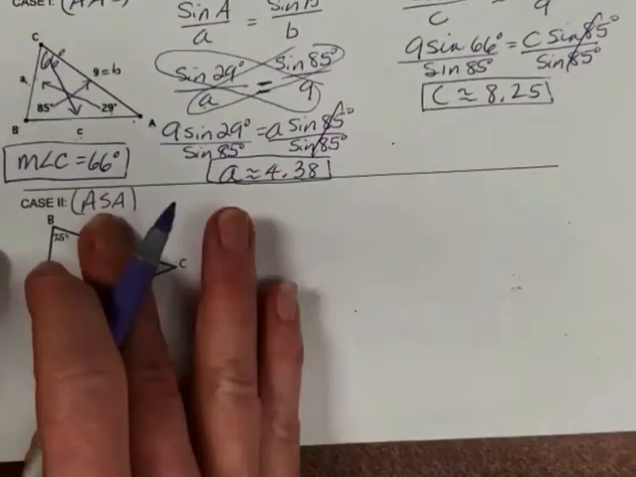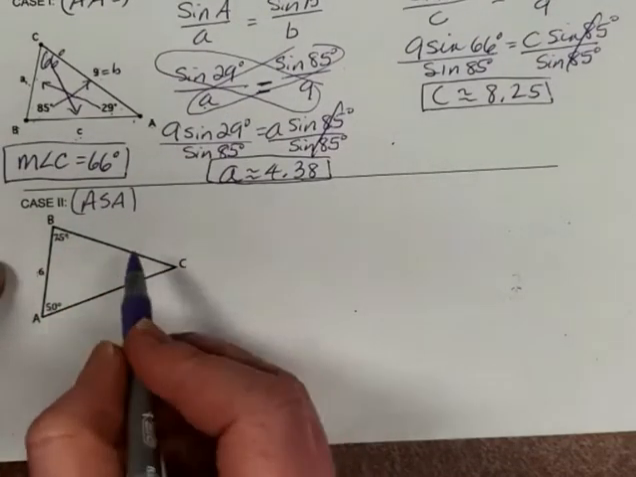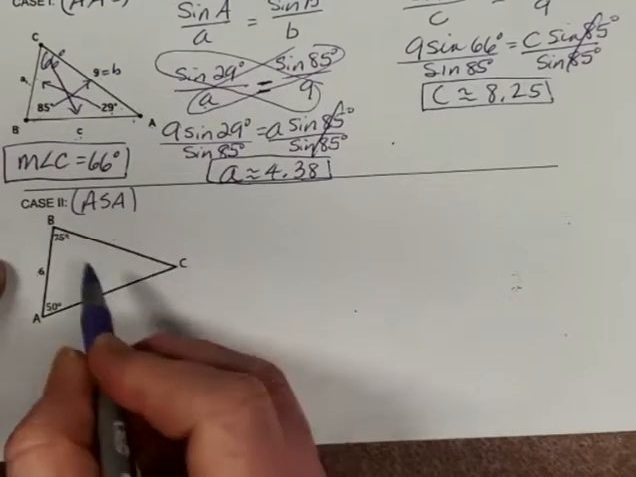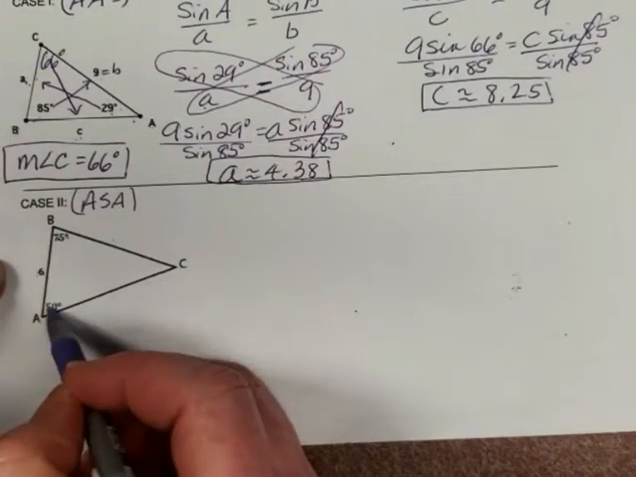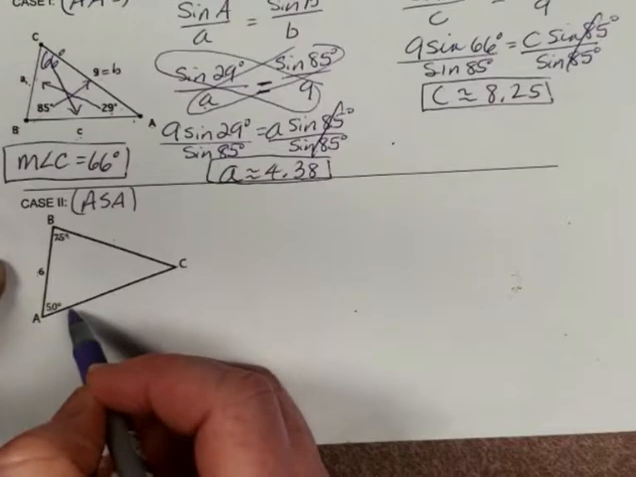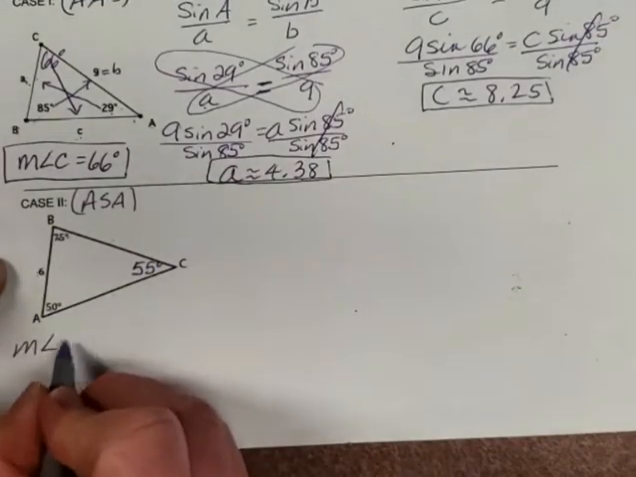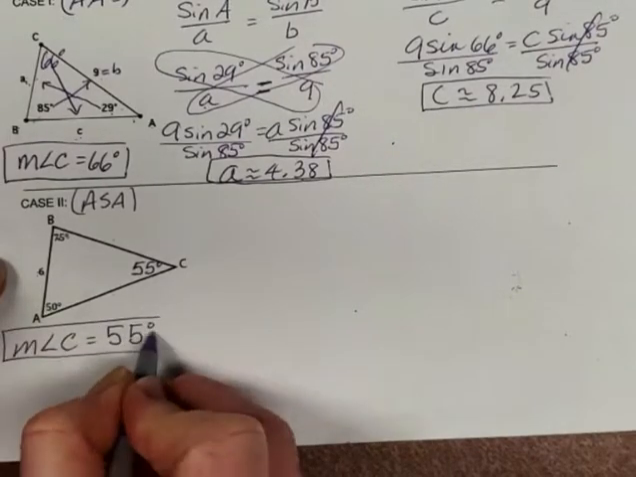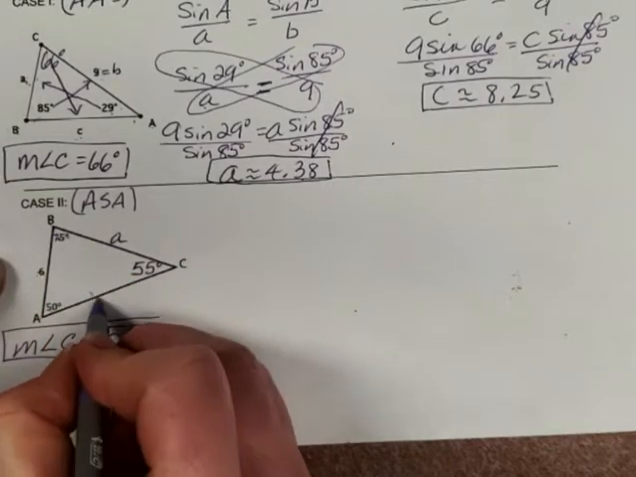Let's go to case 2 when we have the angle-side-angle condition. Again, I'm going to solve for these two side lengths and this missing angle measure. This missing angle measure is the easiest one to solve for, as I know that these three add up to 180, so 75 and 50 add up to 125. Subtract that from 180 degrees, and I'm going to get that the measure of angle C is equal to 55 degrees.